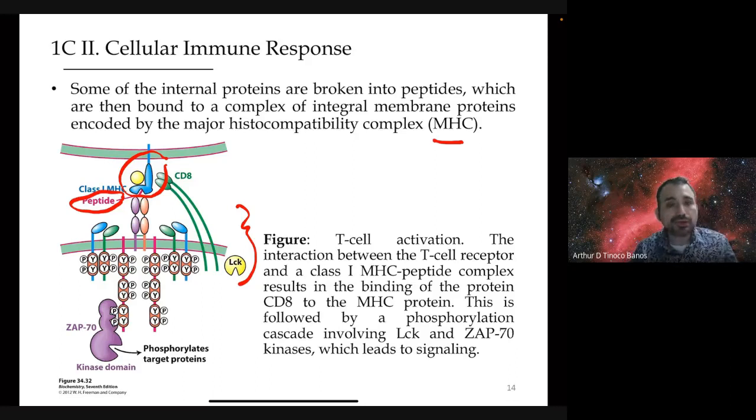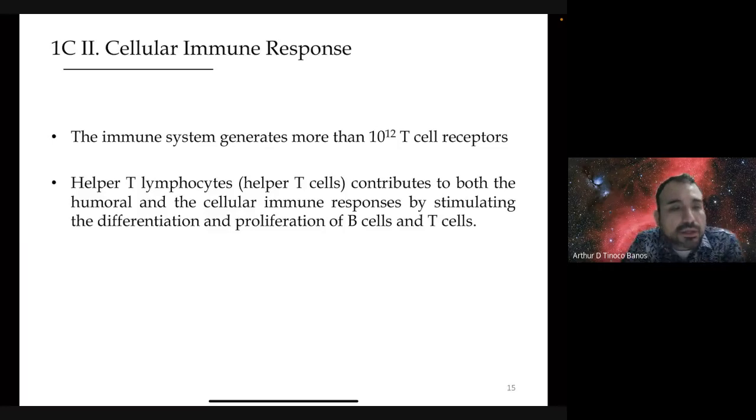And that interaction essentially calls for the activation of the T cell. As far as the signaling goes, there is a subsequent downstream series of phosphorylation events that occur. The immune system generates more than 10 to the 12 T cell receptors, and there are helper T lymphocytes. These helper T cells contribute to both the humoral and also the cellular immune responses by stimulating the differentiation and proliferation of both the B cells and also the T cells.